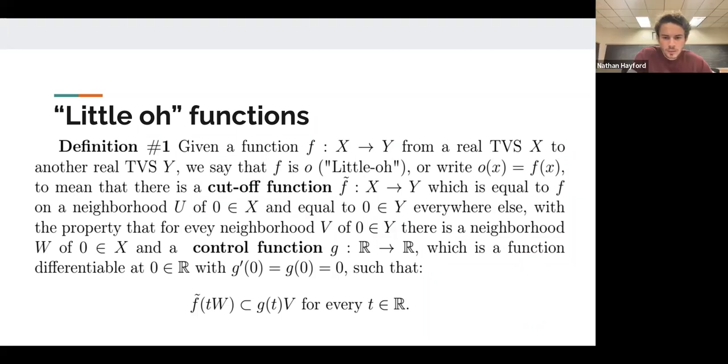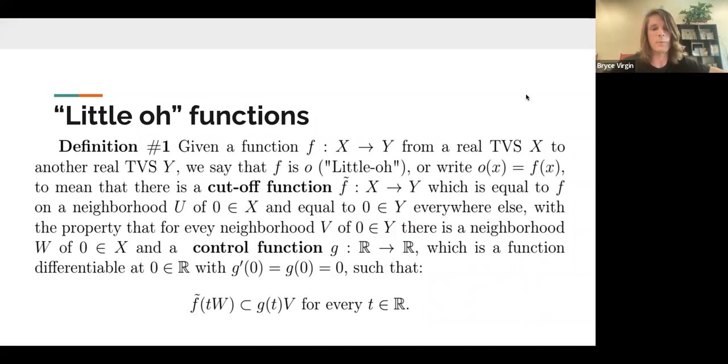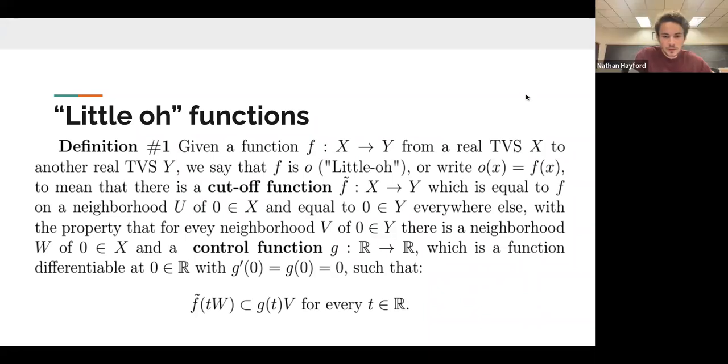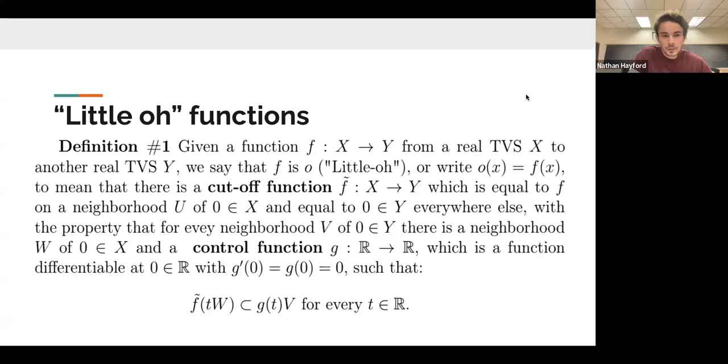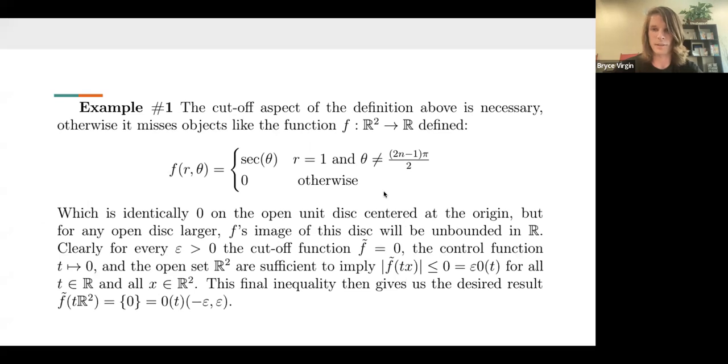Okay, so a couple questions then. So the neighborhood, I think, W depends on the neighborhood V. Yes, the W, the neighborhood in the domain. And the control function changes depending on the neighborhood as well. Yes, V. But the cutoff does not. The cutoff is independent of your choice of challenge neighborhood in the codomain. Okay, thanks. No problem. That is actually a very good question because that becomes relevant in a whole lot of proofs. So good eye.